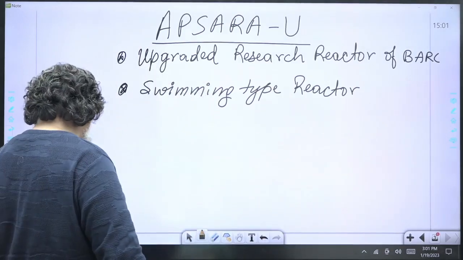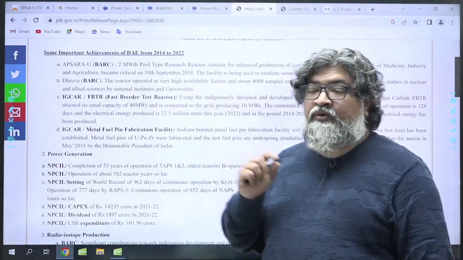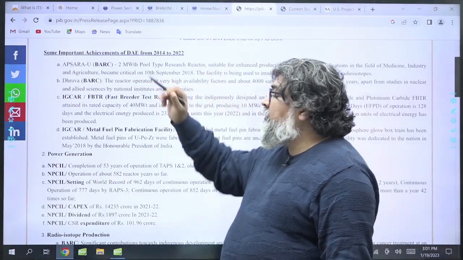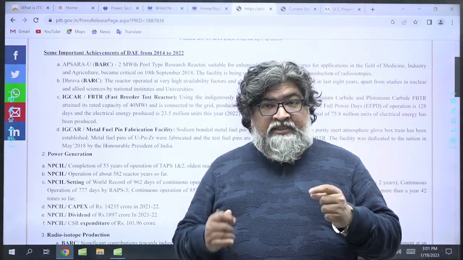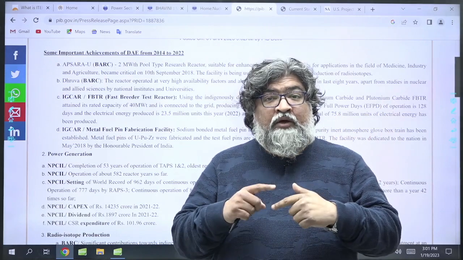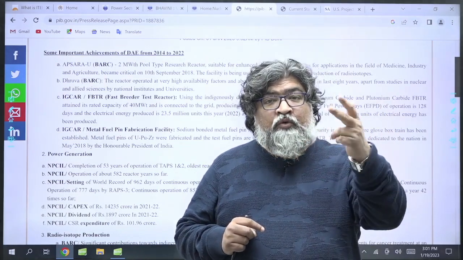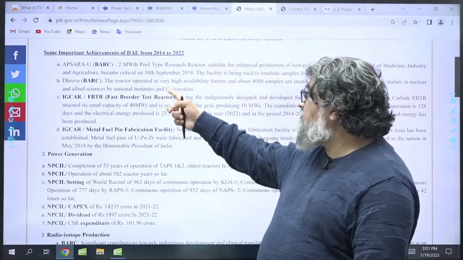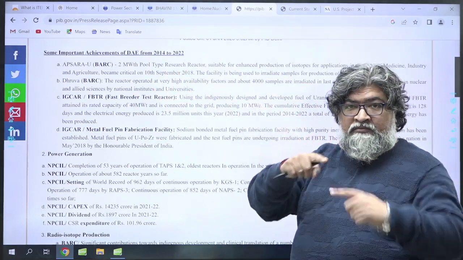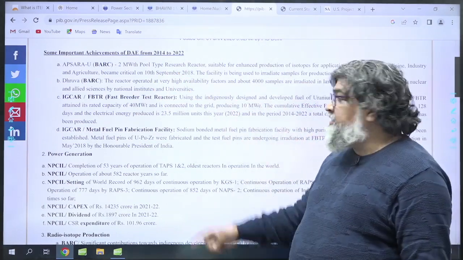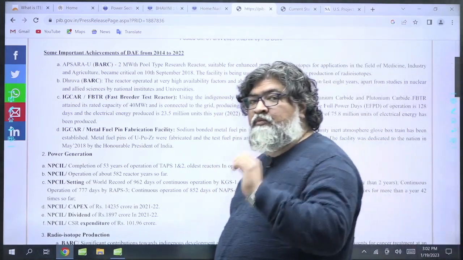Now, if we go back here, what is said in the DAE update? Look at what is mentioned here: 2 megawatt. Earlier it was 1 megawatt; it can generate power of 1 megawatt. Now it has been upgraded to 2 megawatt, that means 2000 kilowatt hour. A 2 megawatt pool type research reactor, swimming pool type research reactor, suitable for enhanced production of isotopes. Very, very important.